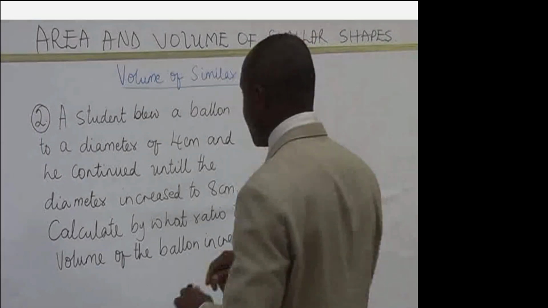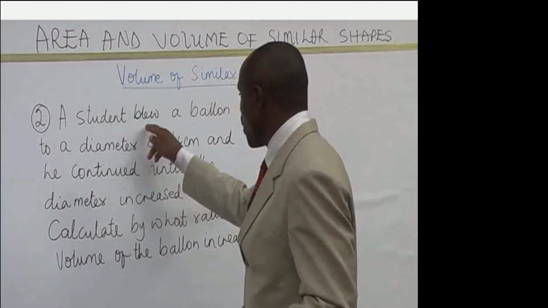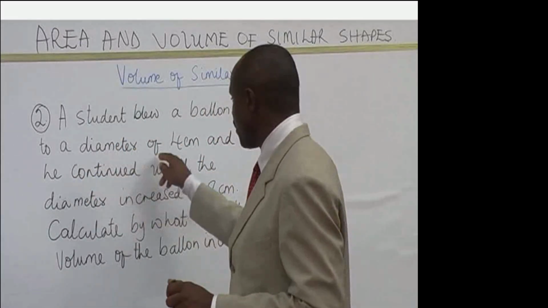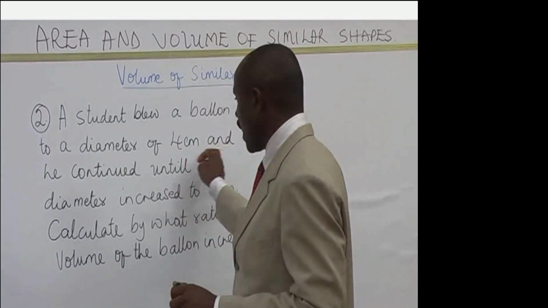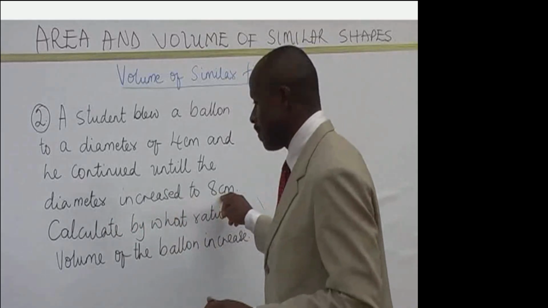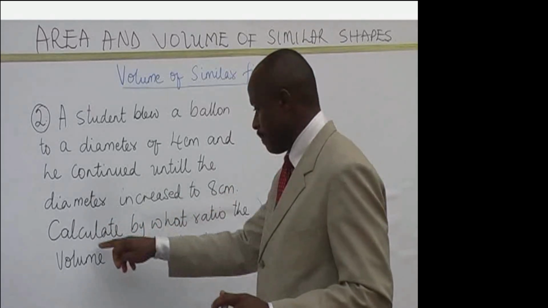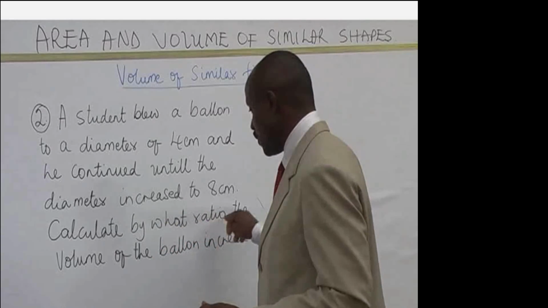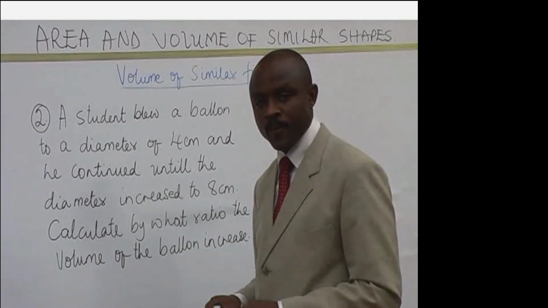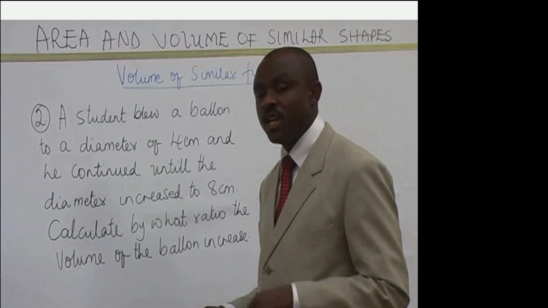The second question says that a student blew a balloon. You know what a balloon is? To a diameter of 4 cm, and he continued until the diameter increased to 8 cm. Calculate by what ratio the volume of the balloon increased. What you're asking here is the volume factor.